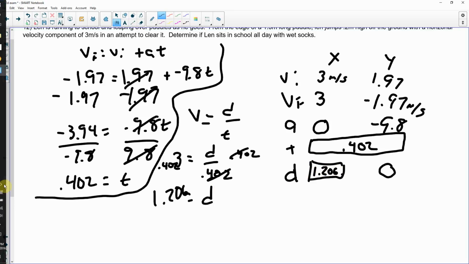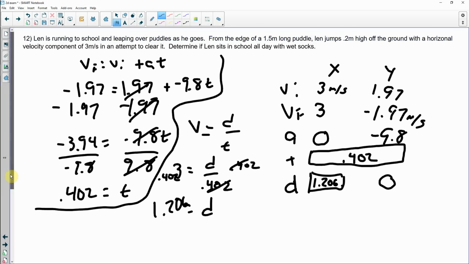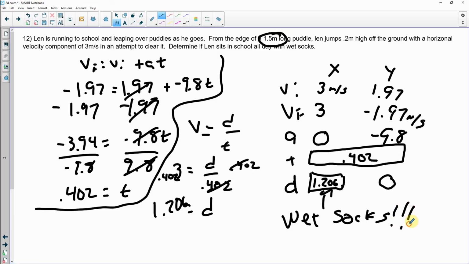How far is the puddle? Is the question. The puddle is 1.5 meters long. Lenny jumps 1.206 meters. Lenny has wet socks. Boo-hoo. Lenny is sad. All right. I hope that helped. This particular problem is tough for the first piece of it. Once you're here, once you've got a positive 1.97 and a negative 1.97, I hope it was a little easier, just to figure out the range, how far Lenny goes.